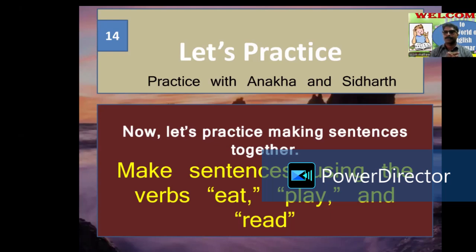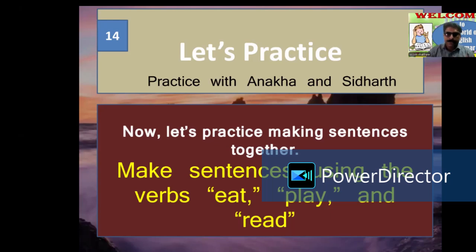First, I will repeat the instruction. All of you write each sentence using the verb eat with the subject he, play with the subject they, and read with the subject I. When I ask to read the sentence, you have to type the sentence in the chat box and read. Do you understand the instruction?